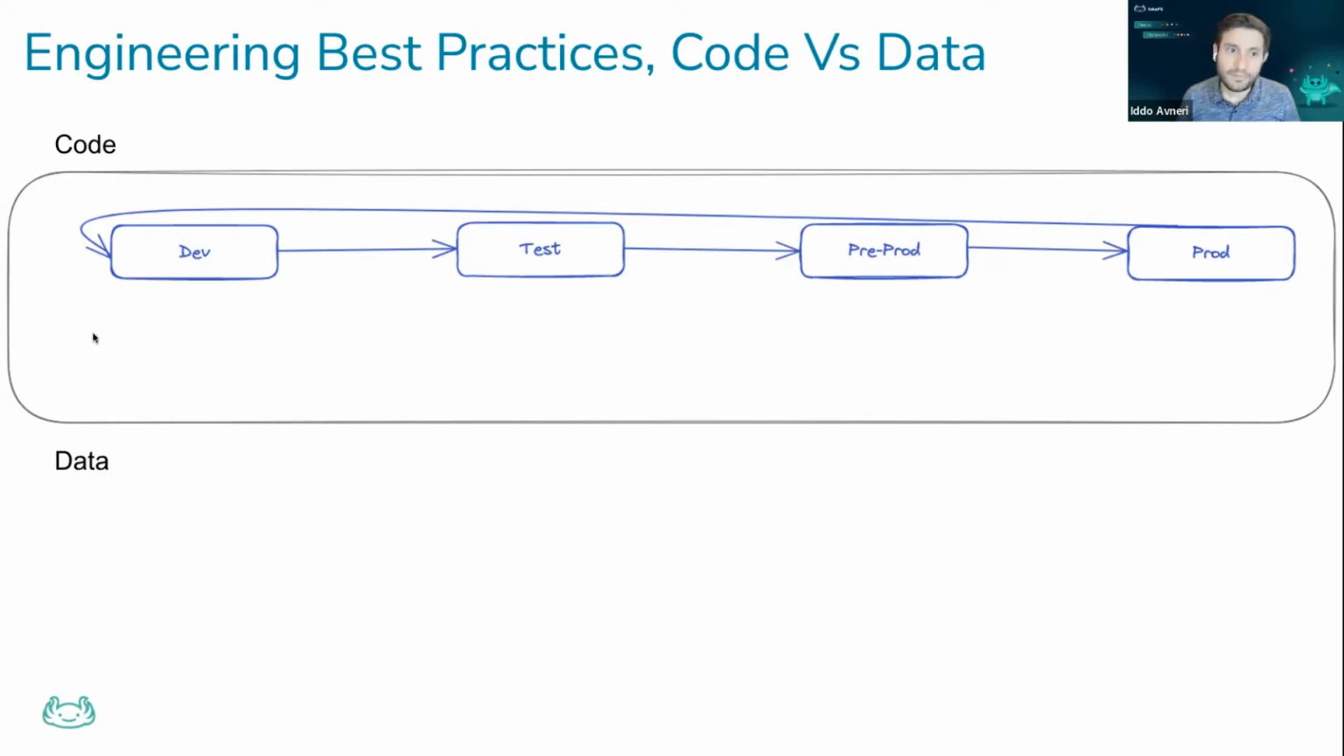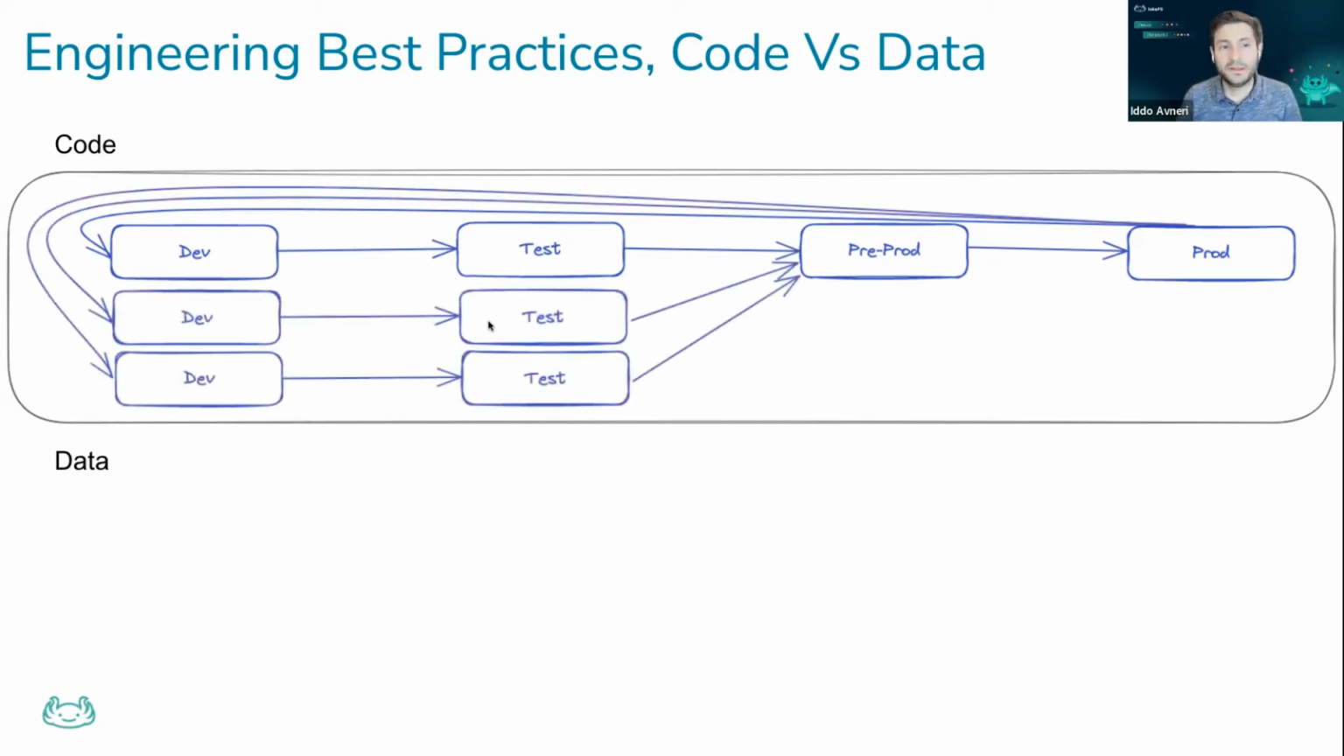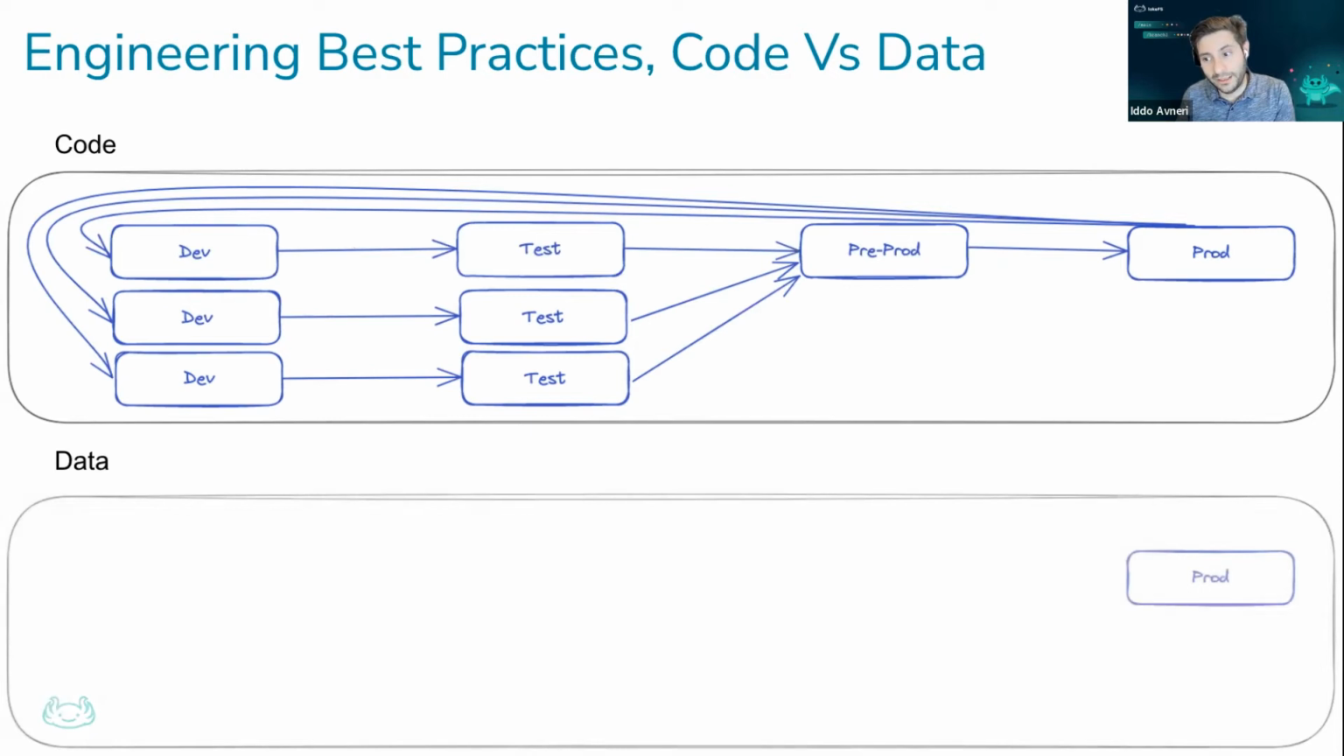And of course, this is not just for one person, but can be a lot of developers making a lot of changes to a lot of areas in the code at the same time. Now, what we found is that it turns out this is very different in the world of data.